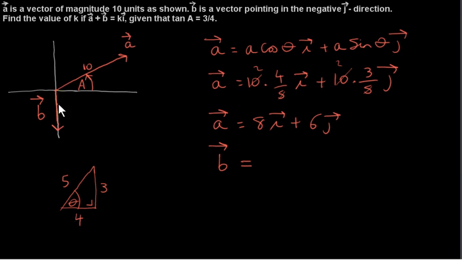Well, since we know it's pointing in the negative j direction, we know that its i component is 0, so we could write 0i. But normally we don't bother writing that. We just leave it out. The j component is going to be minus b, where b is the magnitude of the vector. So b is the length of this vector. b would be a positive quantity. The length is always positive.